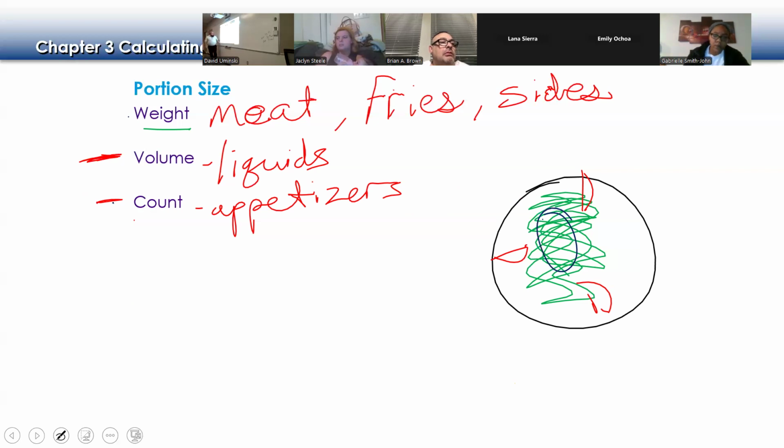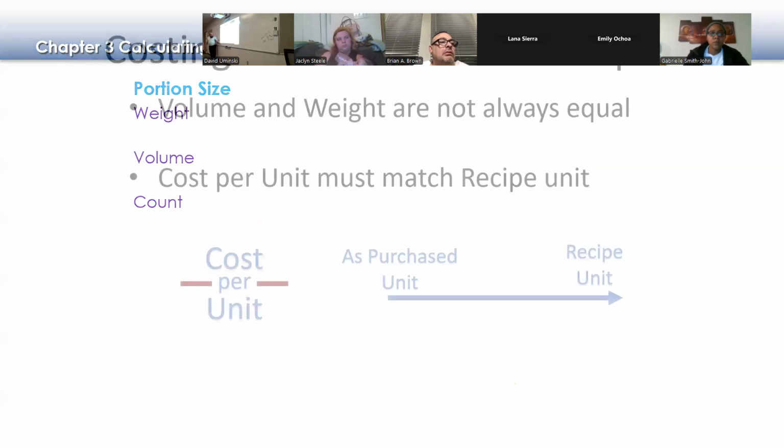Okay? That's how we control our portion size. Because with that standardized recipe, it tells me how many portions I'm going to get out of that full portion. Okay? Out of that recipe.